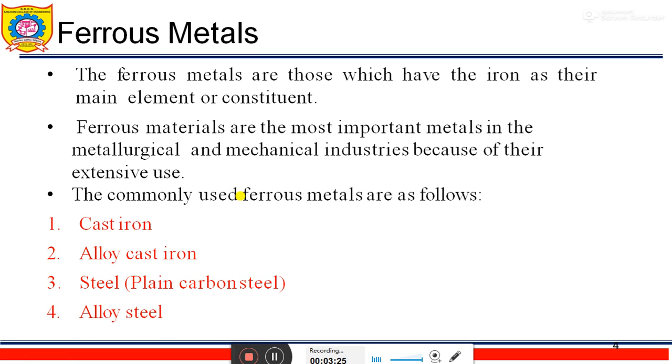What do you mean by ferrous metal? Ferrous metals are those which have iron as their main element or constituent. The main composition is iron. That is called a ferrous metal. Ferrous metals are the most important metals in the metallurgical and mechanical industries because of their extensive use. Commonly used ferrous metals are as follows: cast iron, alloy cast iron, steels, and alloys. The main composition is iron, and the other contents are in very small amounts.